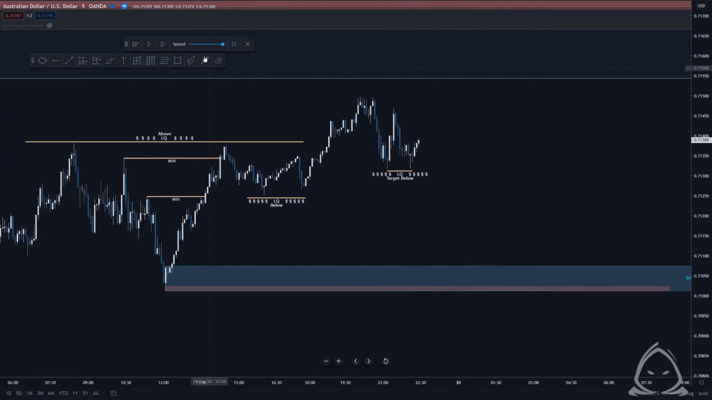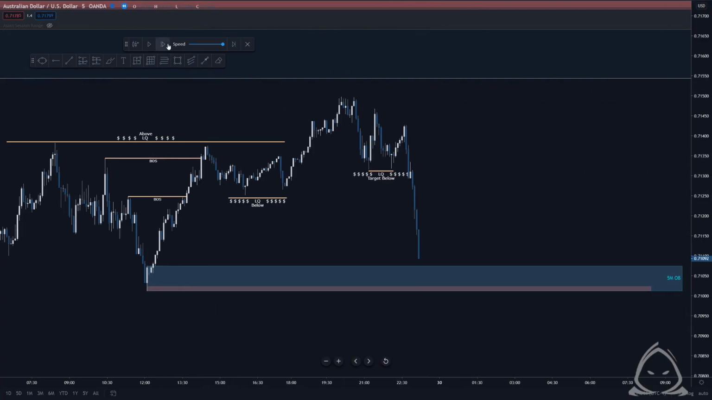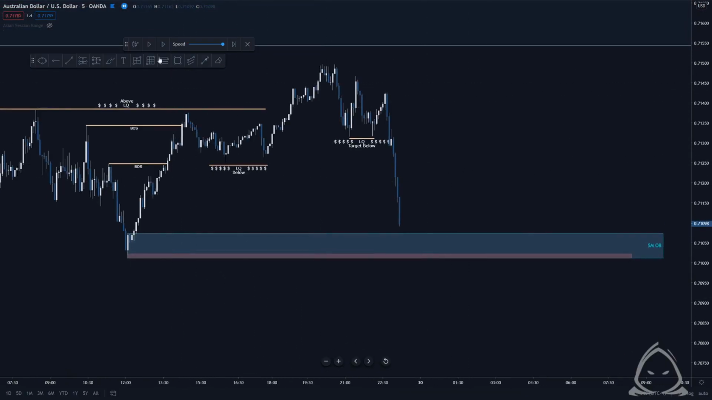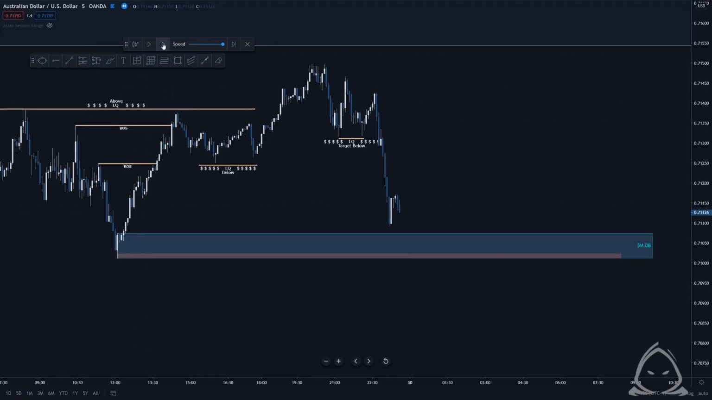So price then does what? Price goes up, rips through, grabs this liquidity, gives a bit of a reaction as it pulls that liquidity. It continues to the downside. It rips through this liquidity here, and then it reacts to a bit of inefficiency along the way.